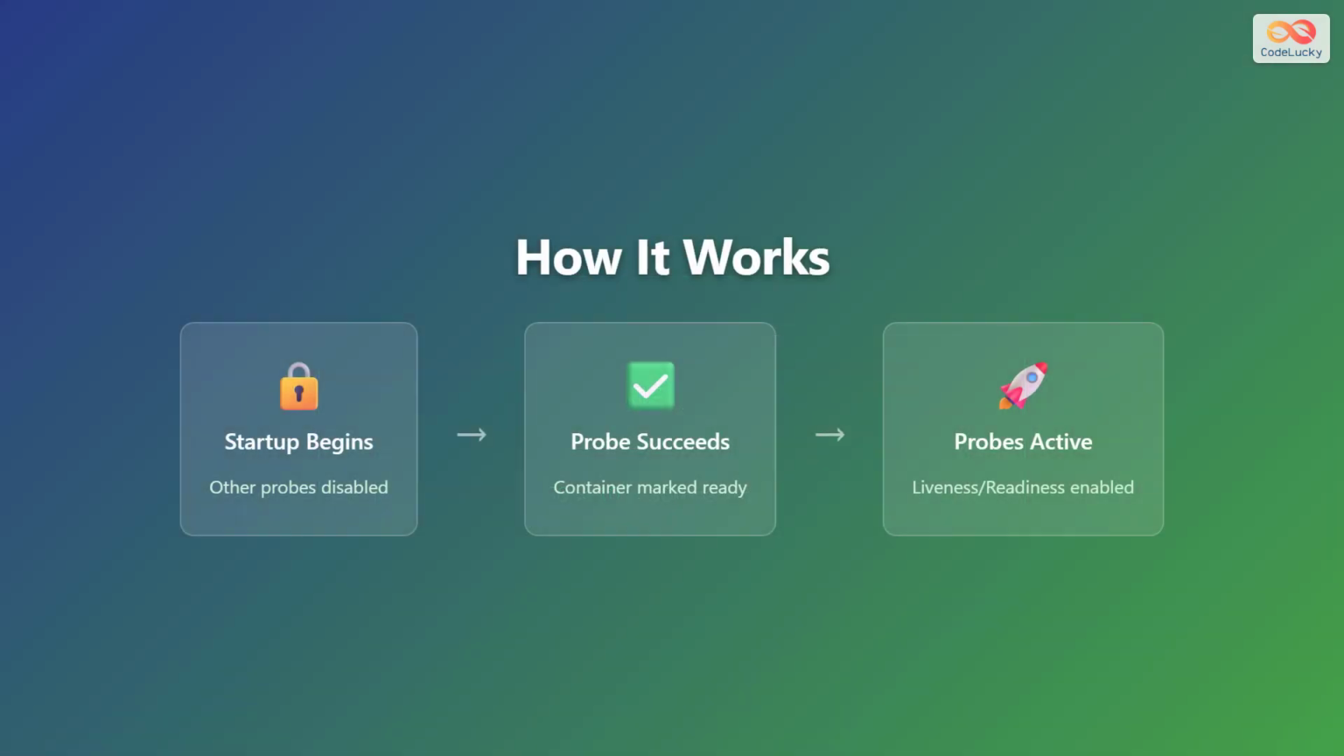The startup probe workflow has 3 phases. First, when the container begins starting, the startup probe activates and disables all other probes. Second, once the startup probe succeeds, the container is marked as successfully started. Finally, the startup probe stops running, and the liveness and readiness probes take over to monitor the container's ongoing health and availability.